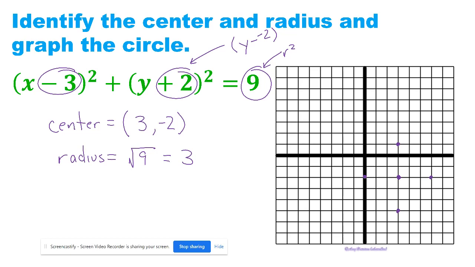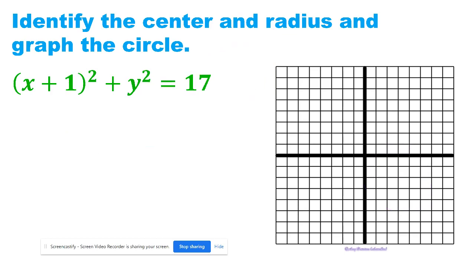So that gives me 4 points on the outside of the circle. And then I'm going to do my best to connect these and make a circle. And my circle probably won't be that great, but it'll at least give you a rough idea of what it should look like. So there you go. That's a circle with a center at 3, negative 2, and a radius of 3.